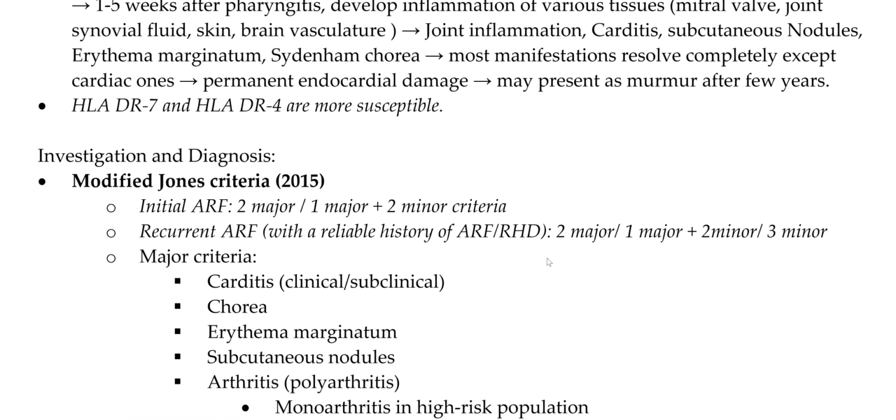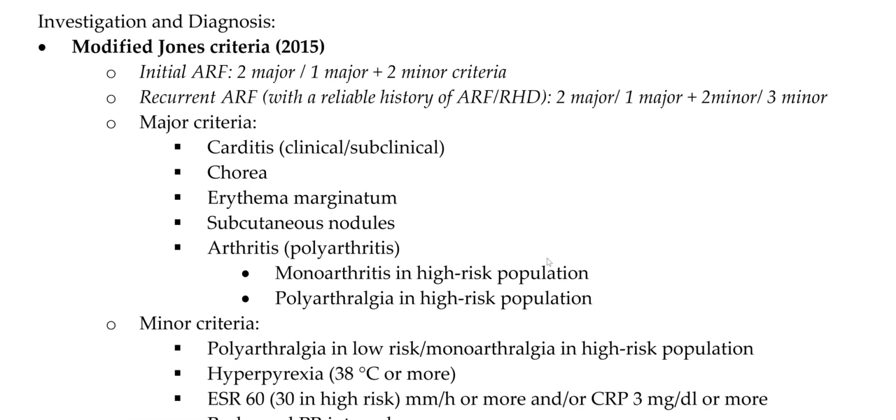So what are the investigations and how would you diagnose this? For this, we are using a criteria known as modified Jones criteria, as per 2015. So there are two things. There are major criteria and minor criteria. If you have two major or one major plus two minor, then it is initial acute rheumatic fever.